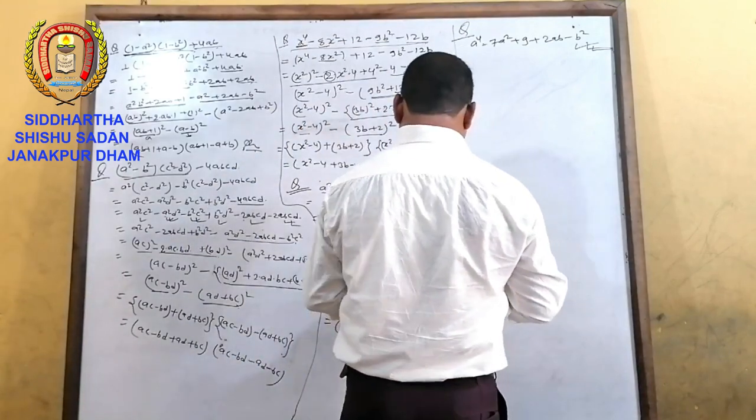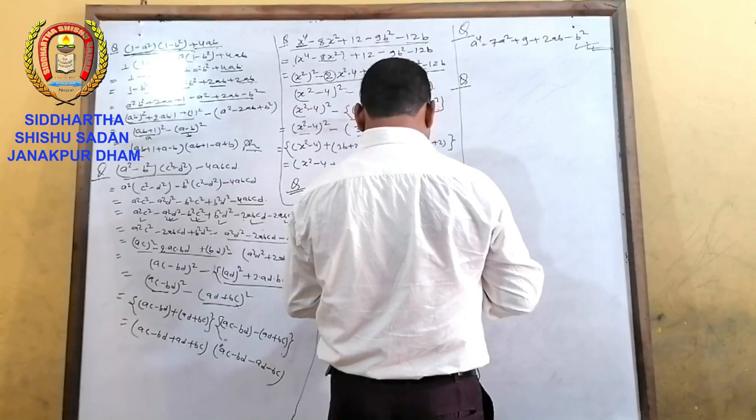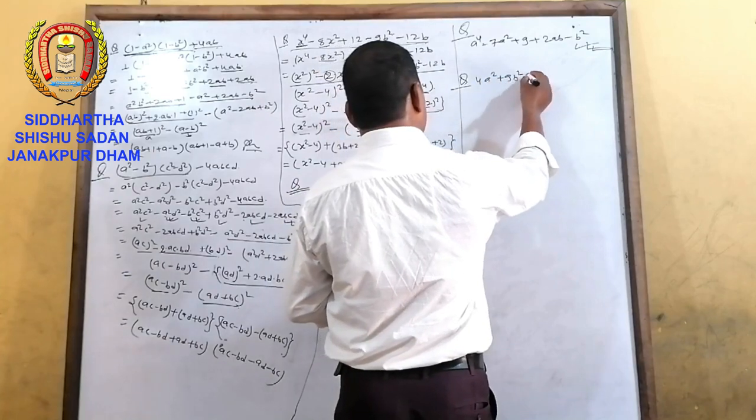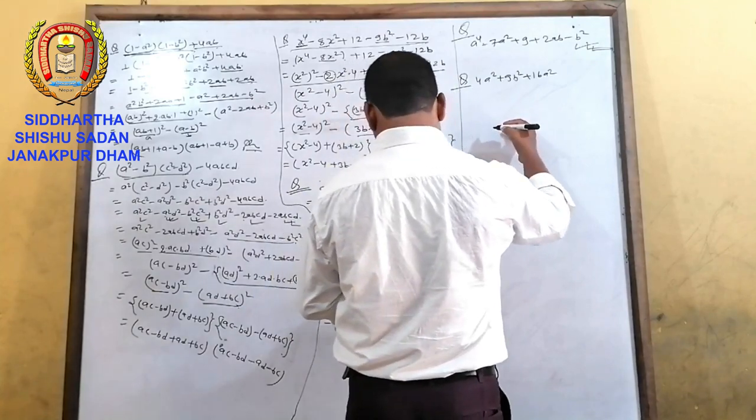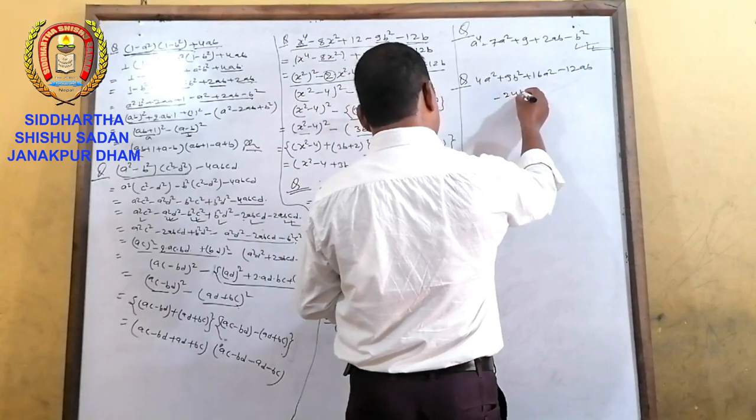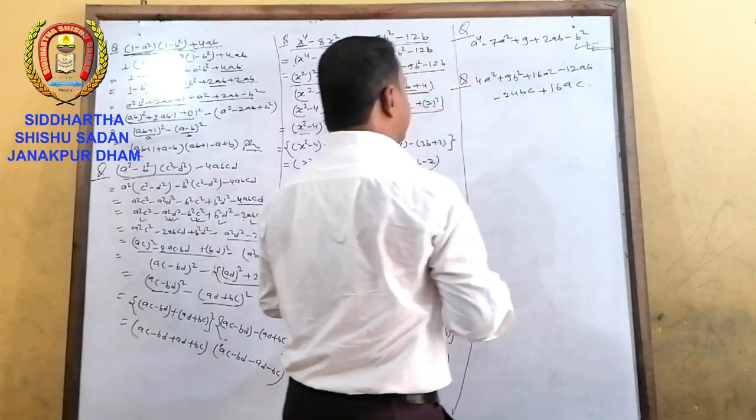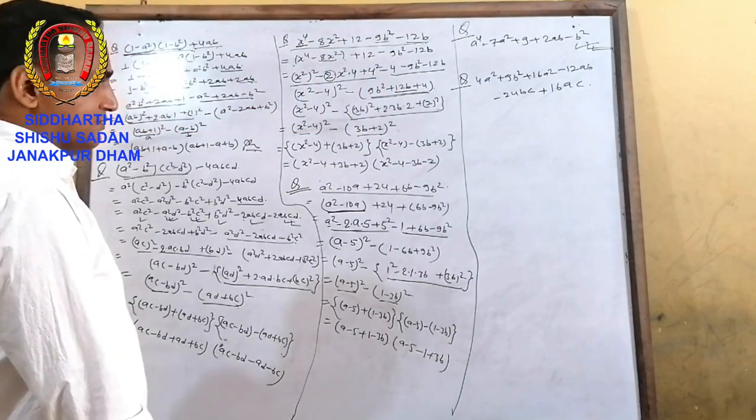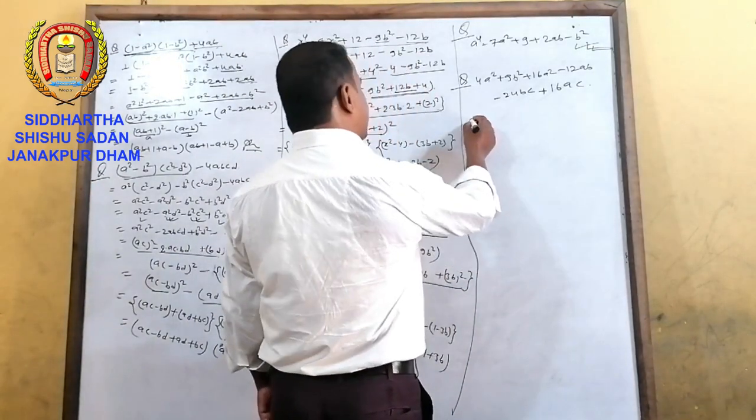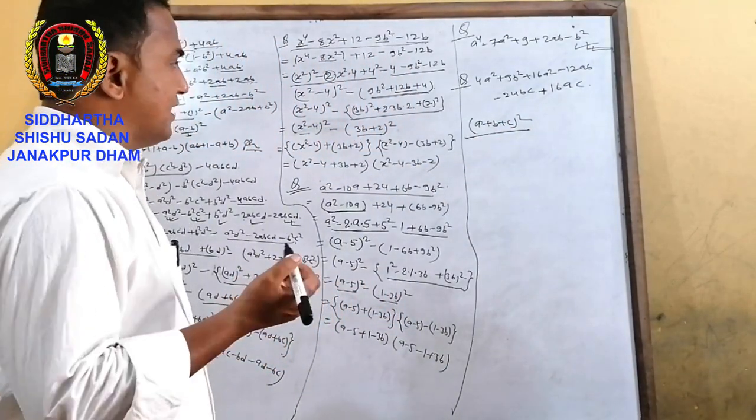Suppose the question is 4a square plus 9b square plus 16c square minus 12ab minus 24bc plus 16ac. How can we solve this? We have discussed the formula for the square of a trinomial, a plus b plus c whole square. Yes, obviously we have discussed this formula.